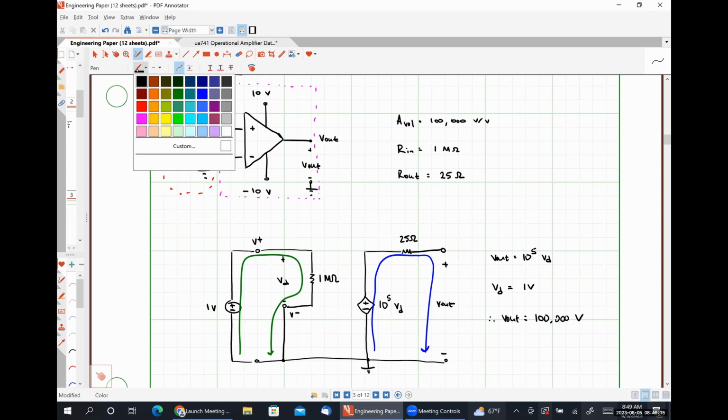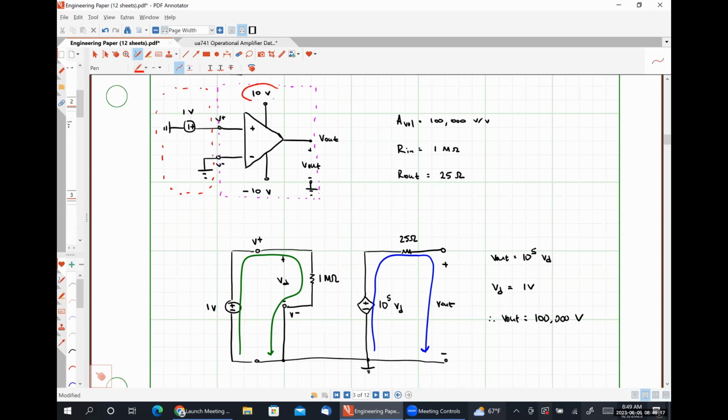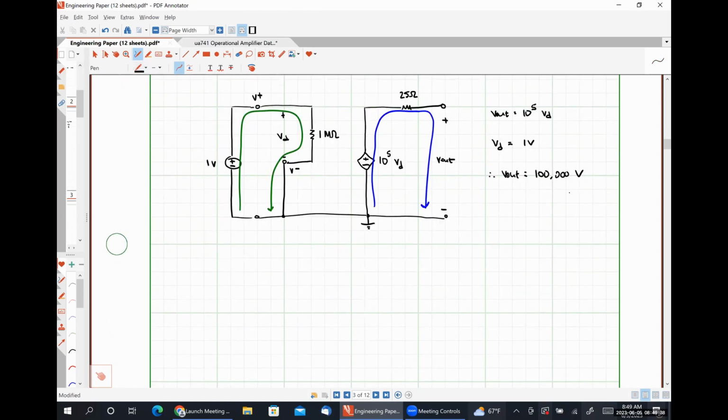Notice there is nowhere to take into account the positive and negative supply voltages in our model, okay? And this is what the problem is with this particular model, okay? So we're going to talk about a concept called saturation distortion.